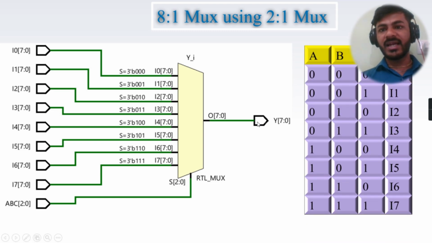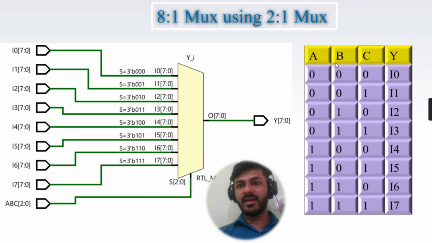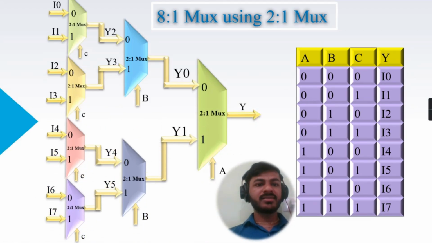Okay. Beside that, you can see the truth table. Here A, B, and C. If A, B, and C are all low, then input I0 will be routed to Y. Okay. So you can see on my screen, to implement this 8 is to 1 mux by using 2 is to 1 mux, we need seven 2 is to 1 muxes. Okay.